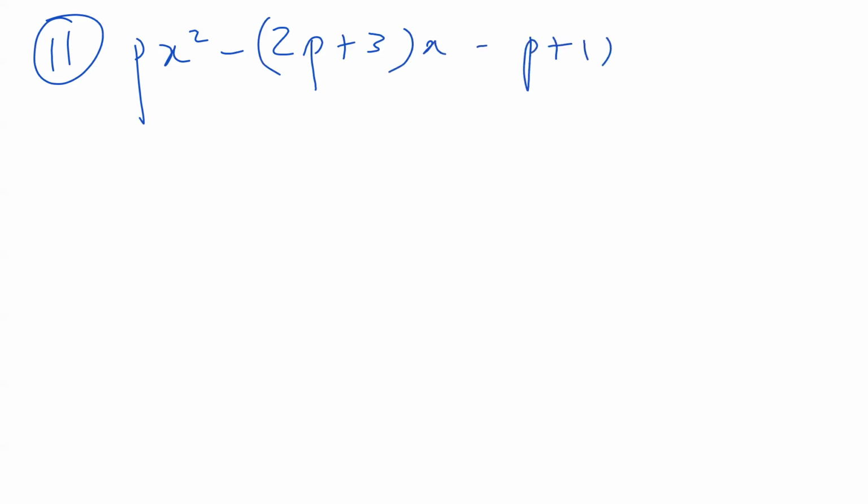Question number 11. So px square minus (2p plus 3) into x minus p plus 1 is equal to 0. One root is 3. Since one root is 3, so you put x equal to 3 in this quadratic equation.